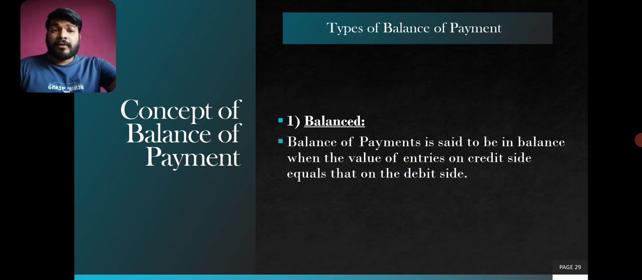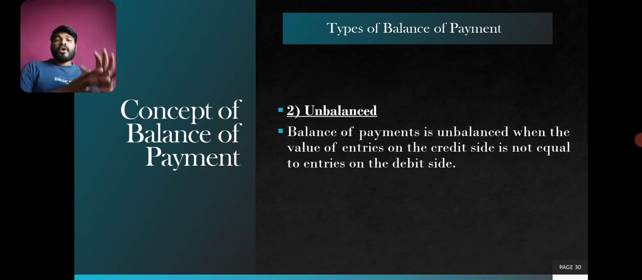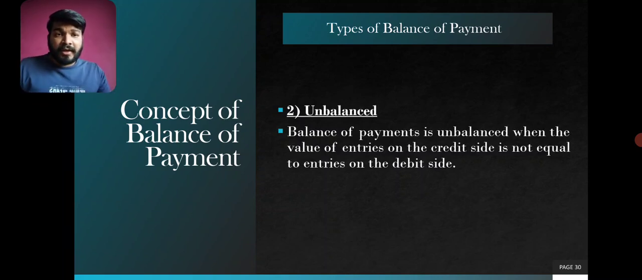The other side can be when there is unevenness: if either export or import is more or less, we find that there is an unbalanced situation, that is, either side has increased or decreased. So here it is called an unbalanced balance of payment.